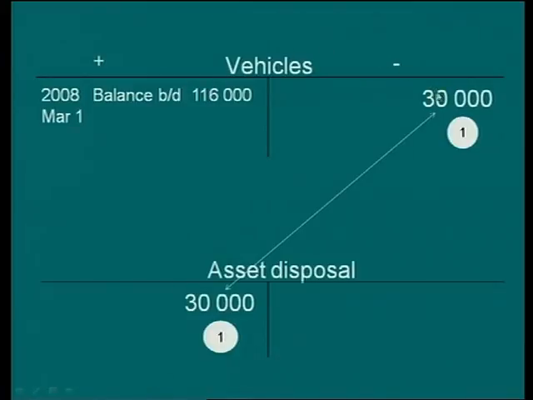There I'm taking out vehicle A. I don't want vehicle A in my books anymore, so I want to take it out on the opposite side, to minus vehicles. I must show my double entry. So I must show that I'm decreasing my vehicles and that I'm posting that to asset disposal, because I want to calculate my profit and loss later on.